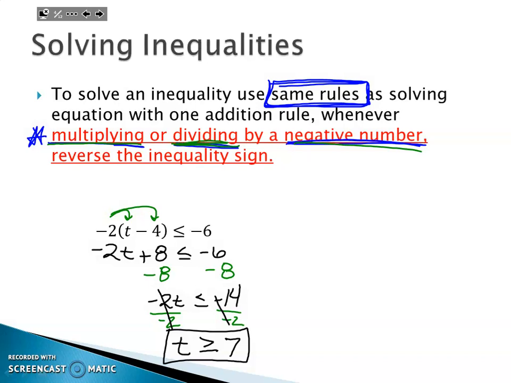So this is an example where I divided by a negative number, and then I had to flip my inequality sign. We need to go ahead and graph these after we solve them. So I have t greater than or equal to 7. The only number that I care about is the 7. Greater than or equal to, so I'm going to have a closed circle, and I'm going to shade it to the right.